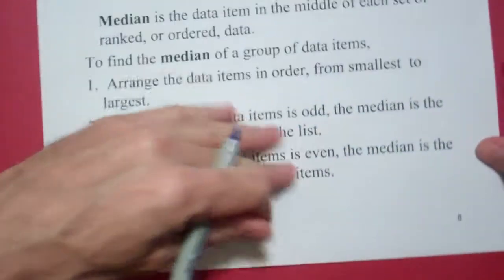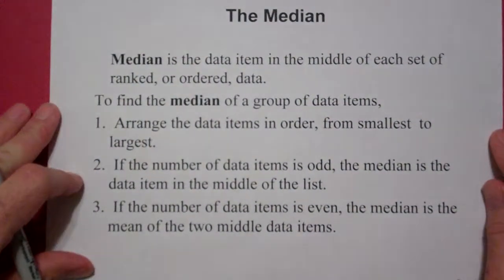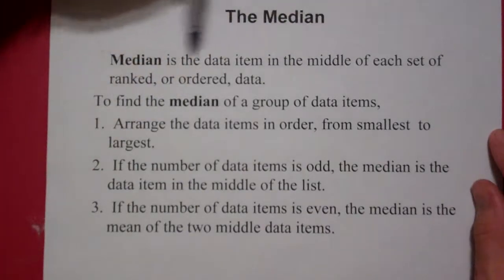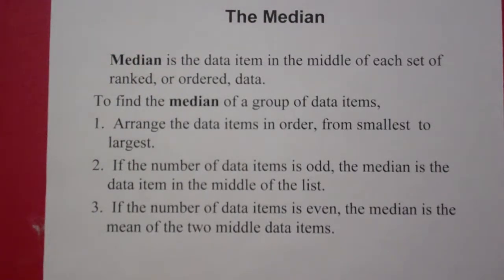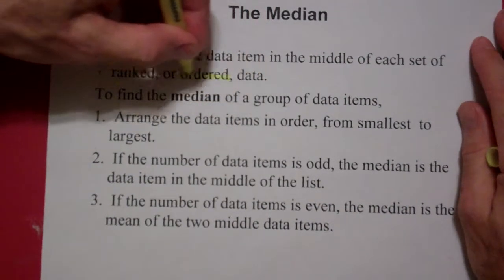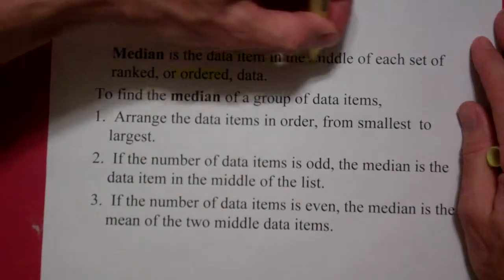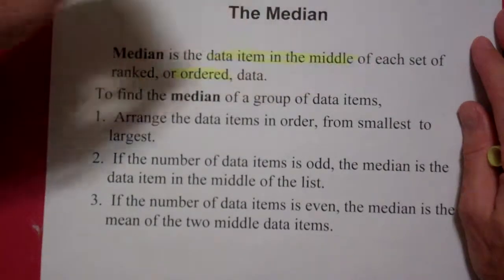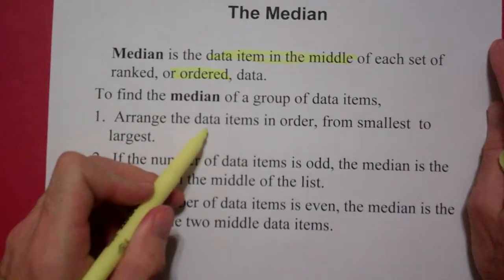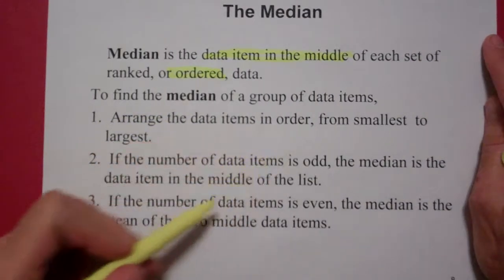Okay, so what is the median? So, of course, the median is the data item in the middle of each set of ranked or ordered data. So this is really important. It has to be rankable or in order. And so it's the data item in the middle of the order. Okay? And so to find the median, you do have to arrange the data items in order.